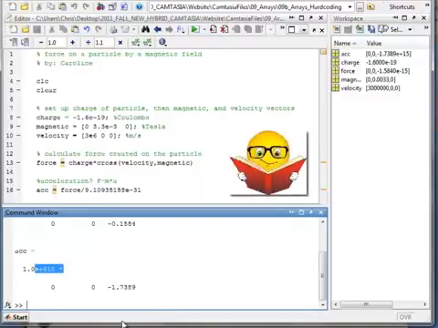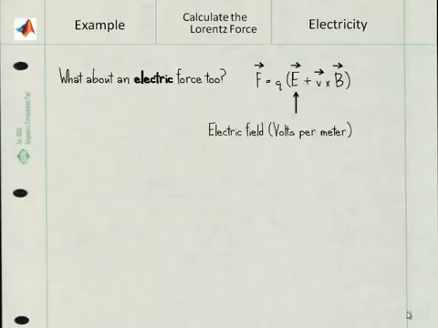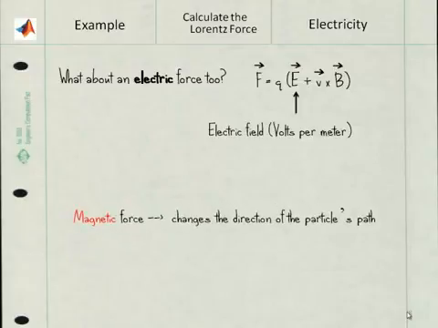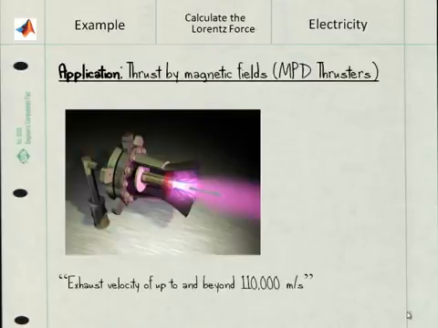Now, how could we use this in the real world? Why is this an actual really cool equation? Well, what if we added an electric force? The equation doesn't change much. There's an E, electric field, and we already know that the magnetic force changes the direction. It creates a force, so it pulls the electrons somewhere else. Well, the electric force adds a velocity factor. It changes the velocity of the particle.